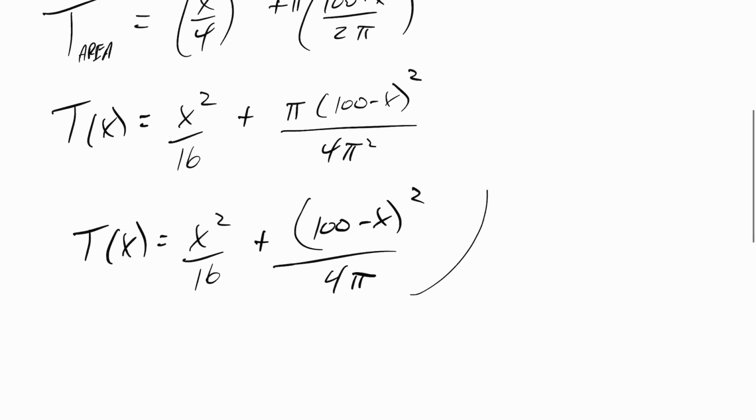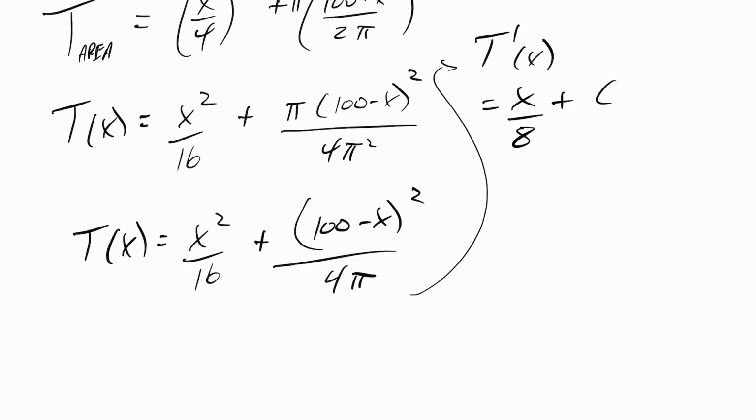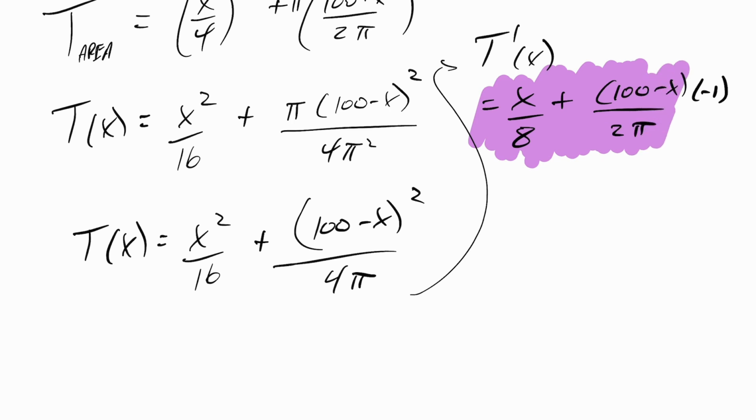So therefore, if I go ahead and calculate my derivative, this will be T prime at x. You're going to get, drop down that 2 and simplify, you get x over 8, plus again, if I drop down that 2, the 4 pi in the bottom will become 2 pi, and then the chain rule kicks in and the derivative of the inside is equal to -1. So I have T prime at x is the following.